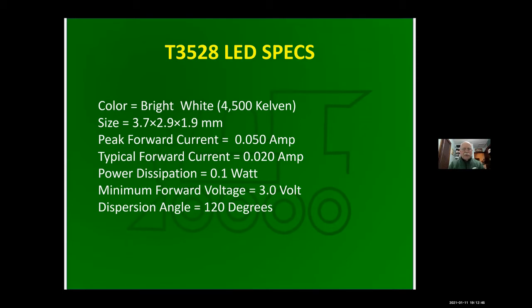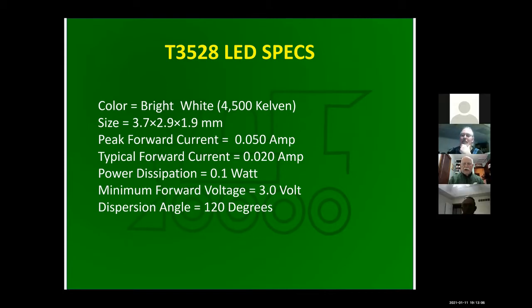Some of these numbers are important. Peak forward current is 0.05 amps. They usually state that in milliamps, but I convert them to amps for you because it might make it easier. If you go past that number, you've got an LED that doesn't do anything. So keep that in mind, okay? But they typically run quite a bit less than that.